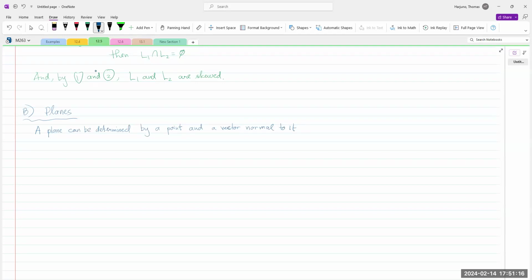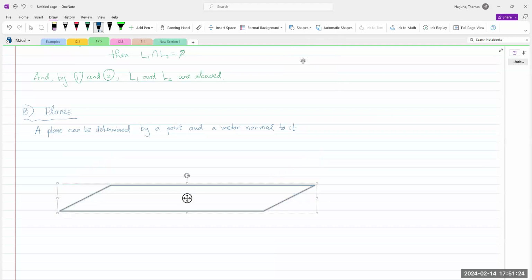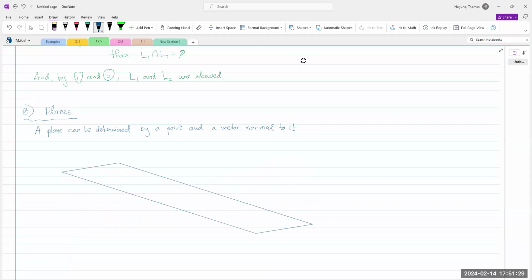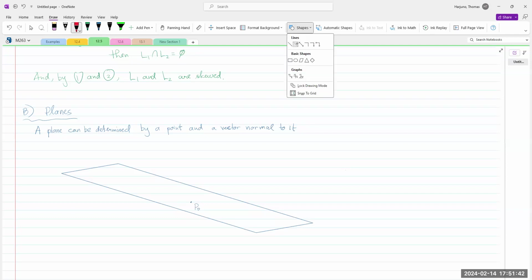So suppose I have a plane. It doesn't have to be a nice plane. Let's make it like this. Okay, and we have a point on that plane called P naught. And this plane is normal to a normal vector. Let's call that vector n. So this vector n here is normal to the plane.